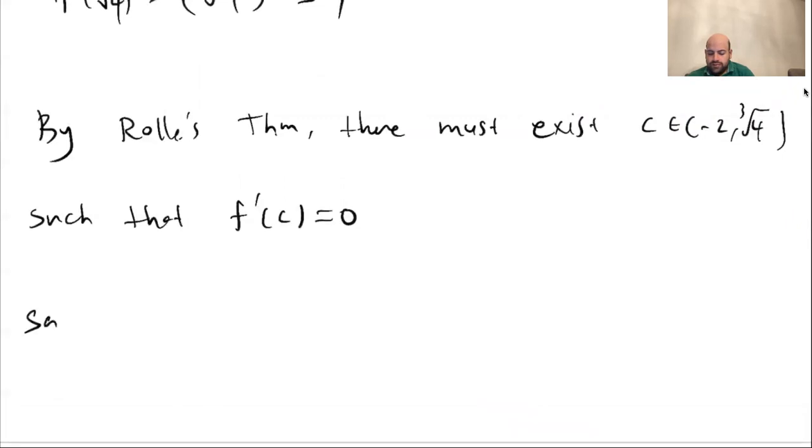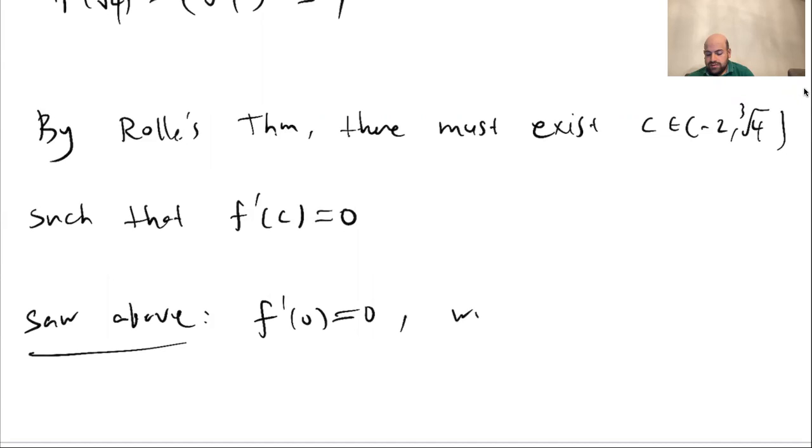So we saw above that f prime of 0 equals 0. So that means we can set C equals 0. Then f prime of C will be 0.